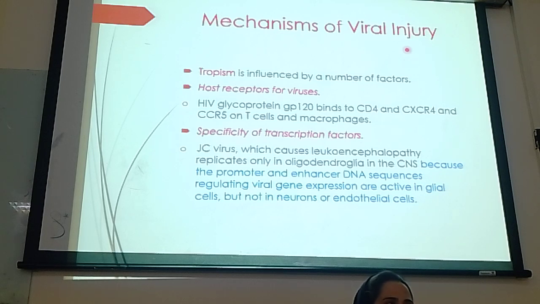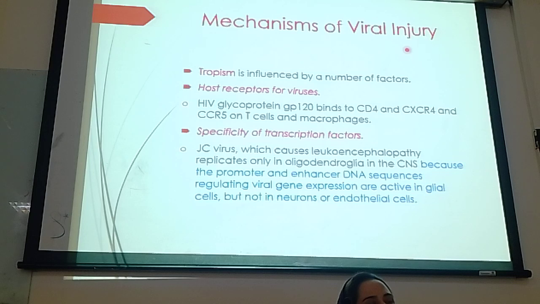We said that different types of viruses have tropism for special tissue. Now we want to talk about the reason for this tropism. What are the reasons? For example, when we were talking about HIV, we said that glycoprotein 120 binds to CD4. So one cause of tropism is the presence of receptors on the host cells for different types of glycoproteins on different types of viruses.